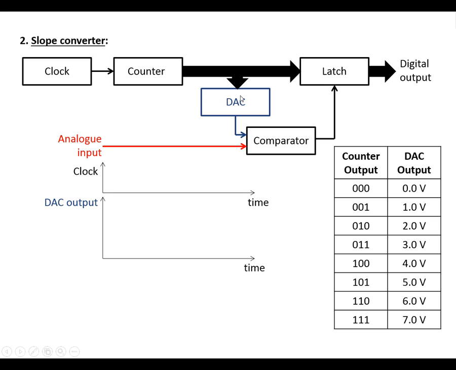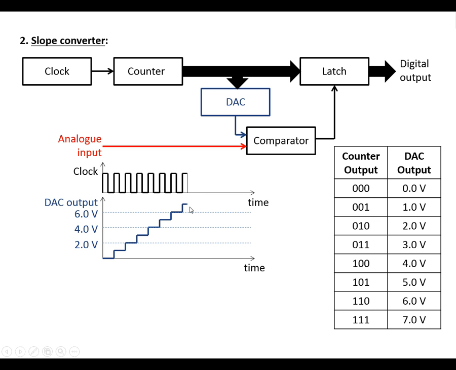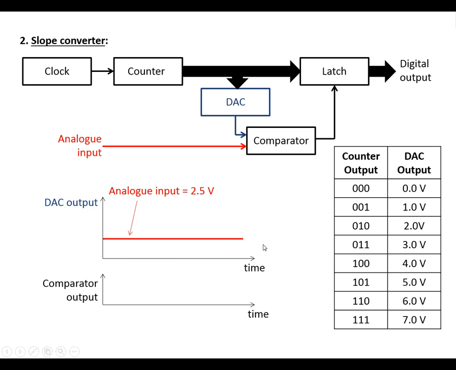Now in this example, I've set the DAC to a resolution of 1 volt, which means every time the count here goes up by 1, the output of this goes up by 1. So we can see it's counting up 1 volt, 2 volts, 3 volts, and so on. And when it reaches 7 volts, the next count, it then goes back down to 0 volts again when the counter goes back to 0.